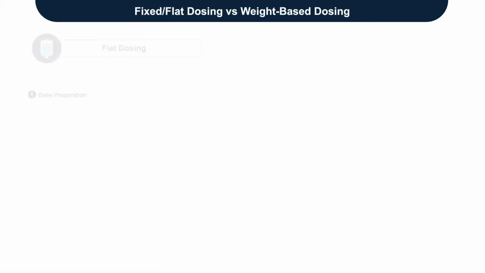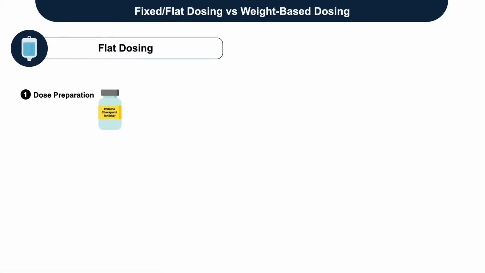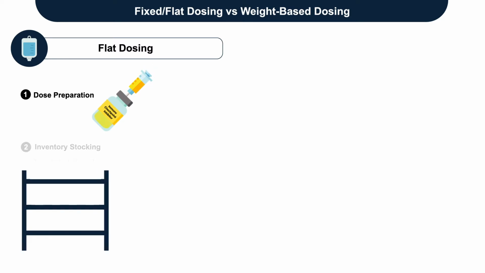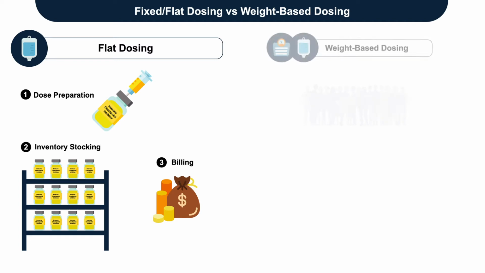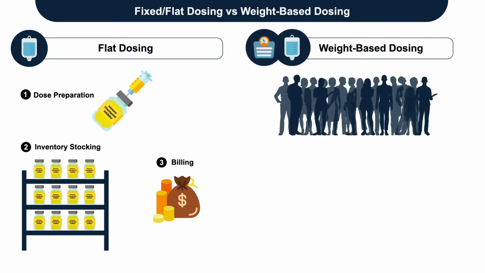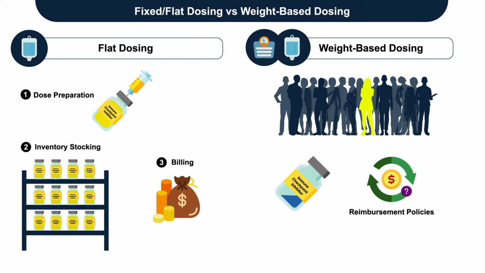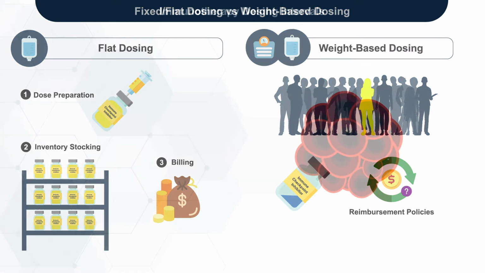Although fixed or flat dosing of medications can streamline dose preparation, inventory stocking, and billing, the cost of a therapy can be higher on a per-patient basis. Weight-based dosing personalizes the dose of drug to the patient. However, appropriate vial sizes may not be available, and reimbursement policies surrounding leftover drug can be complex.